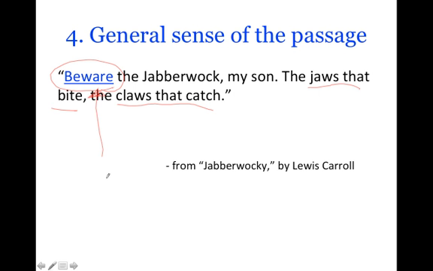Be careful of the Jabberwock, my son. It has jaws that bite, and it has claws that can catch you and scratch you. Okay? Remember, you don't need to know the exact meaning of every word or expression to understand the general meaning of a passage. You can get a good approximation of a definition when you're reading by using context clues. Use a dictionary only when it's absolutely necessary, or after you finish reading. You can always go back to those words that you want to know better.